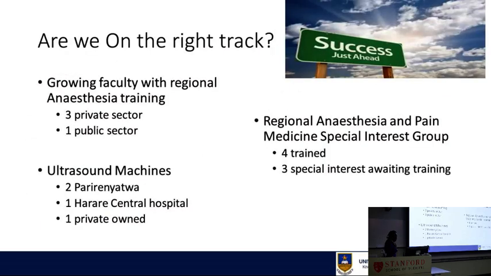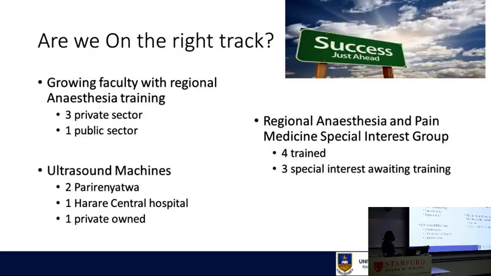So the question then is, are we on the right track? I'd like to think we are. We have a growing faculty with regional anesthesia training. Like I mentioned, we have one in the private sector, and we've managed to attract 2 more to join the public sector and the teaching university. In terms of resources, which tend to be very limiting in our setting, we now have a total of 4 ultrasound machines available to the department.